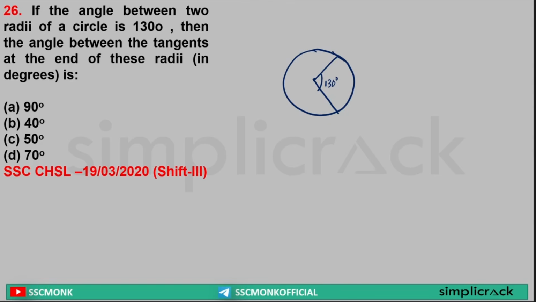Now it is saying then the angle between the tangents at the end of this radius. Now see, this is one tangent, this is another tangent. Let's say it is asking about this angle. What I told you, if I add both these, I will get 180. If this is 130, this will be 180 minus 130, that is equal to 50 degree. Answer option C. But you need to read the question and understand the question pretty well, then only you will be able to answer it.